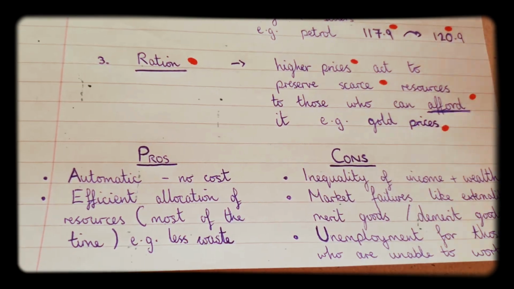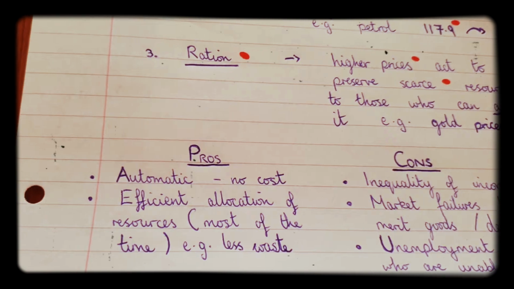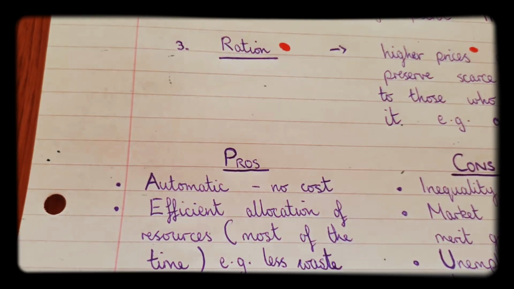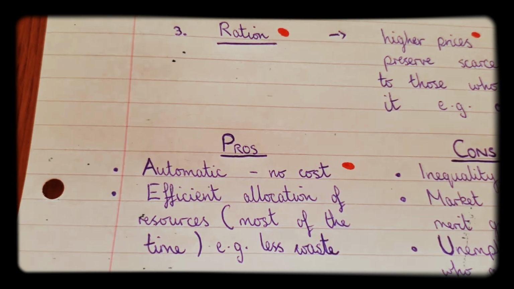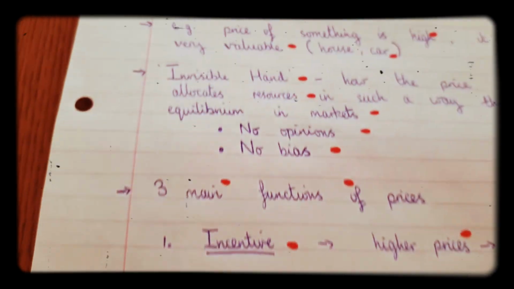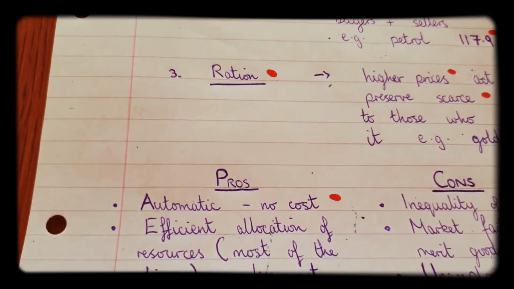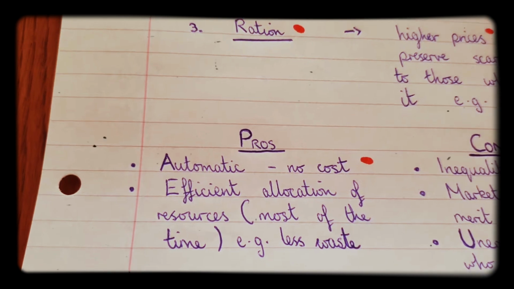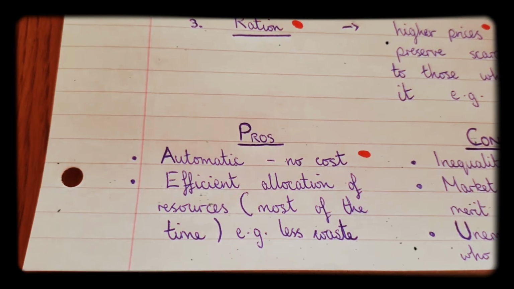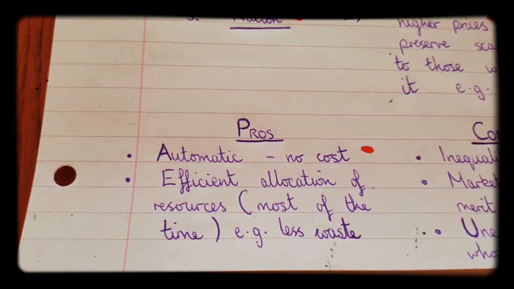Now there are pros and cons of allocating resources via the price mechanism. We'll start with the pros. First of all, it's automatic. It's an automatic allocation of resources. Like we said above with the invisible hand idea, there's no cost to administer it. With demand and supply, the price mechanism will work automatically to create prices for resources.